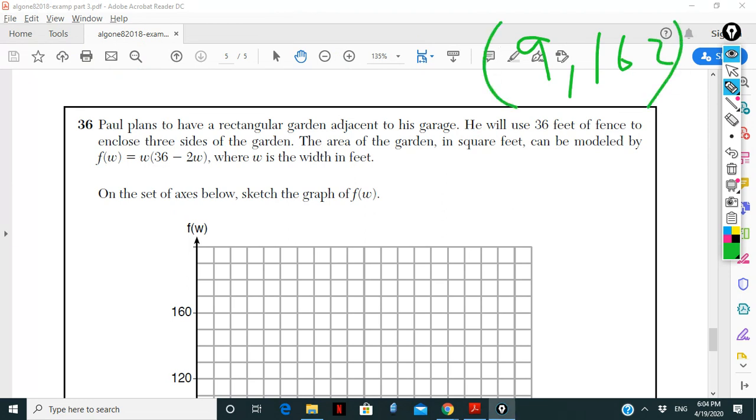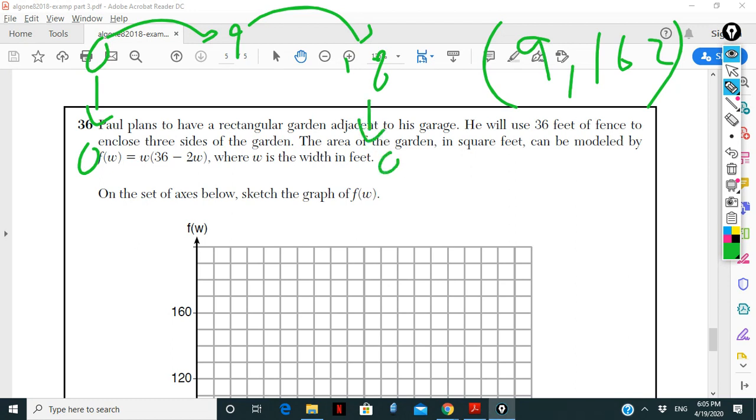Why do I need the vertex? Because I have a symmetry around it. So what does it mean? 0 to 9, add 9, so 18. So the value for 0 is 0, the value for 18 is 0.